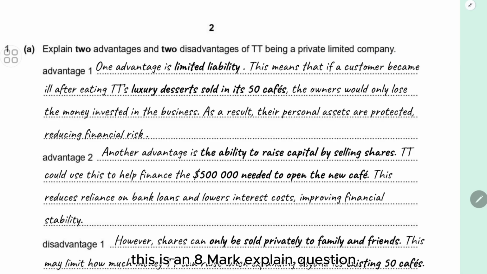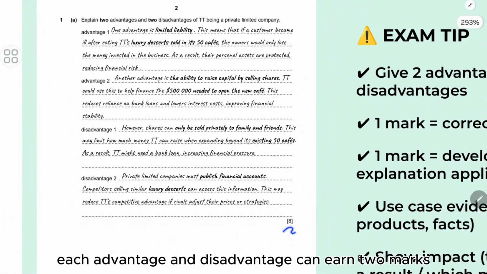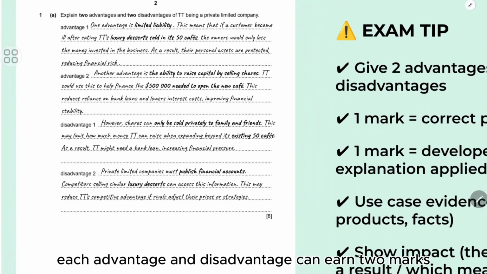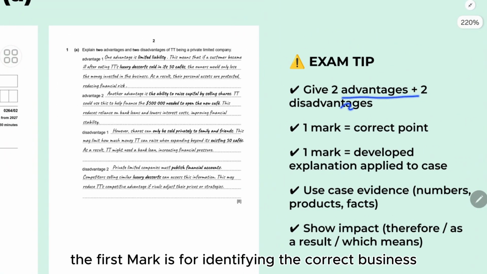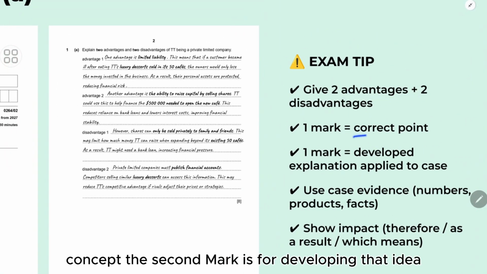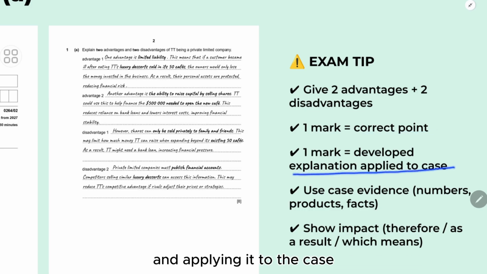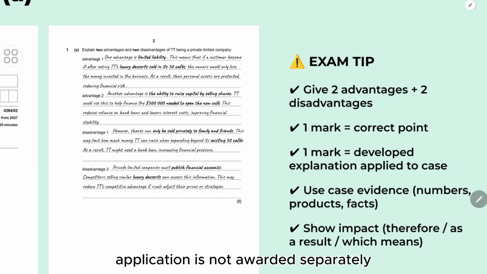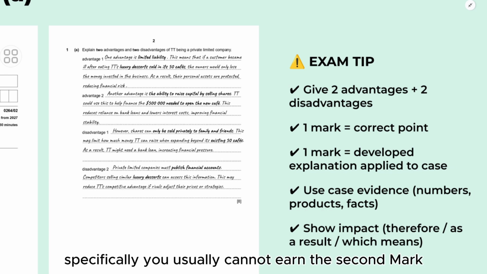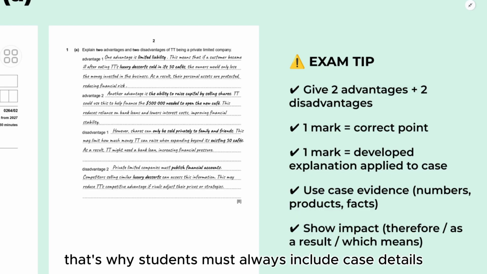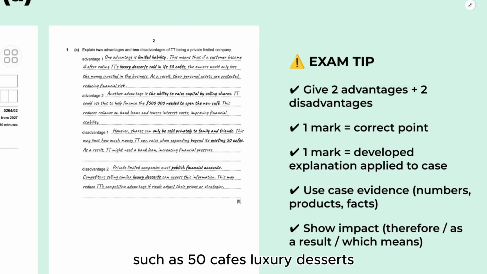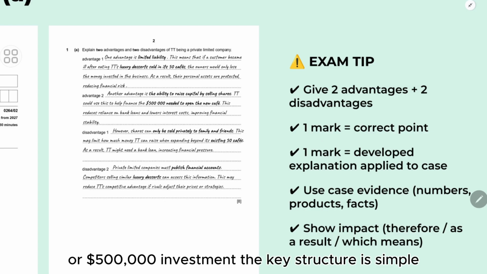This is an 8-mark explain question, which means each advantage and disadvantage can earn 2 marks. The first mark is for identifying the correct business concept. The second mark is for developing that idea and applying it to the case. Application is not awarded separately, but without linking your explanation to TT specifically, you usually cannot earn the second mark. That's why students must always include case details such as 50 cafes, luxury desserts, or $500,000 investment.